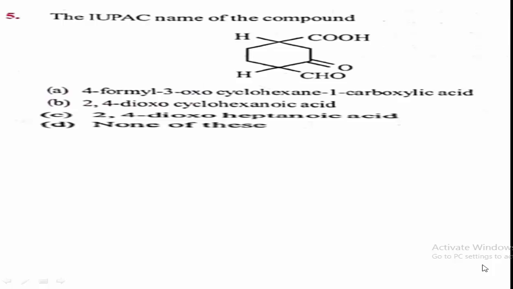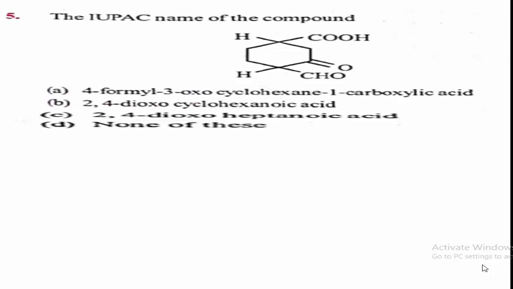Question number 5. The IUPAC name of the compound. Observe carefully. It is a cyclic compound. Students, when you observe the given structure, it contains 3 functional groups: one is a COOH group, one is C double bond O, meaning a ketone group, and another is a CHO group. Remember, students, this type of compound is a derivative of cyclohexane.